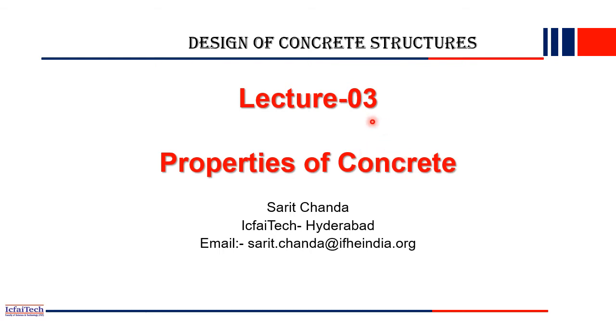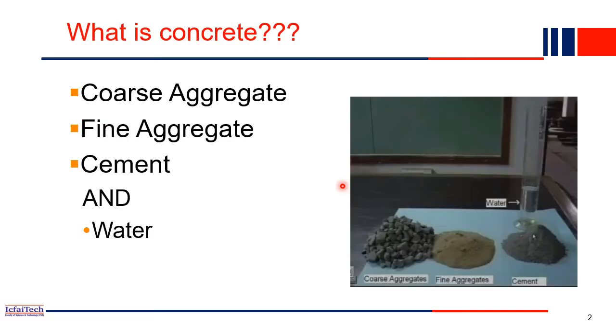So this lecture will summarize the different characteristic properties of concrete, and in the next lecture we'll be discussing steel, because in reinforced concrete structure primarily two types of materials are used. One is concrete, another is steel. So in this lecture we'll discuss the concrete properties, and in the next lecture, lecture 4, we'll discuss the different properties of steel. So now let's get started.